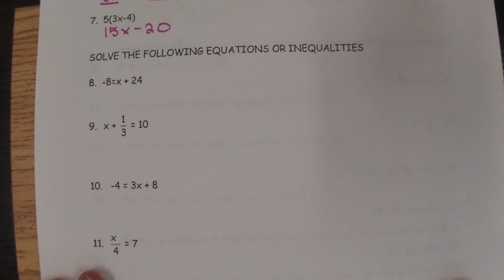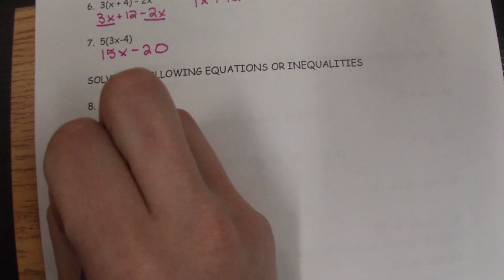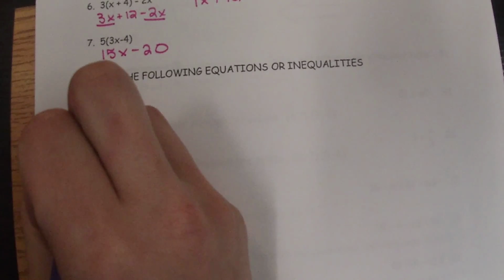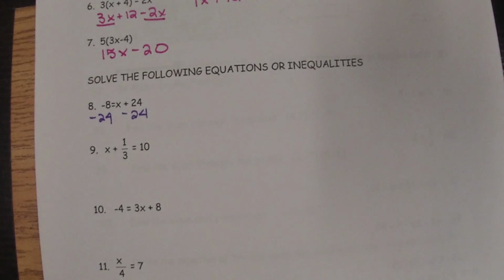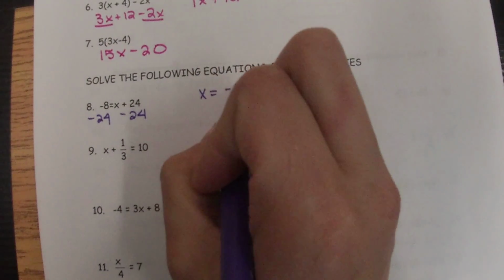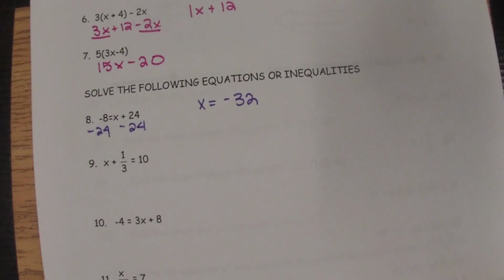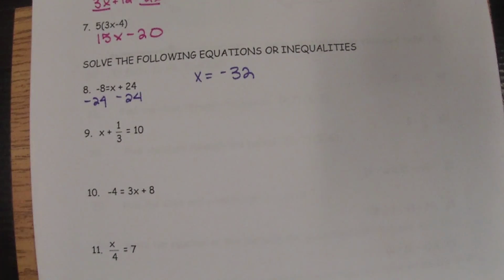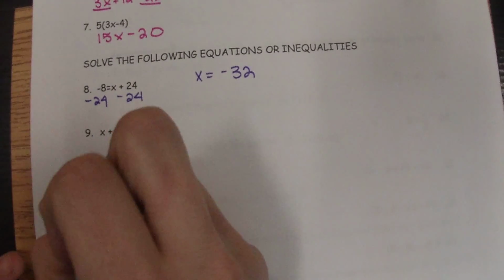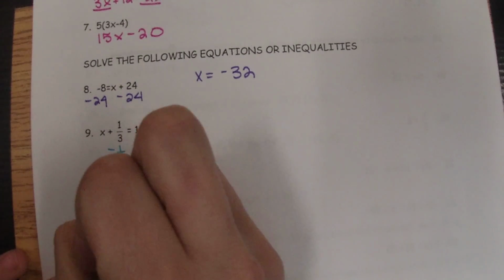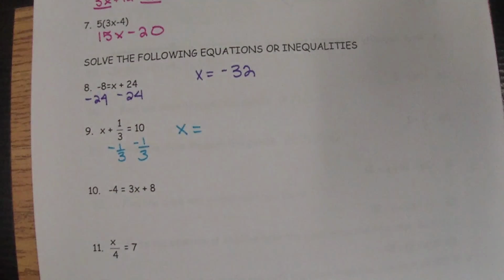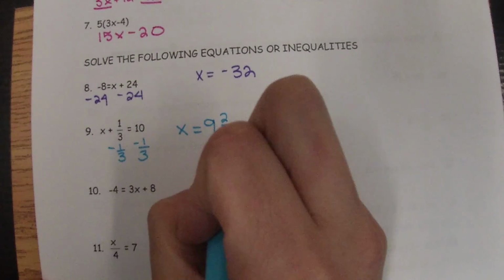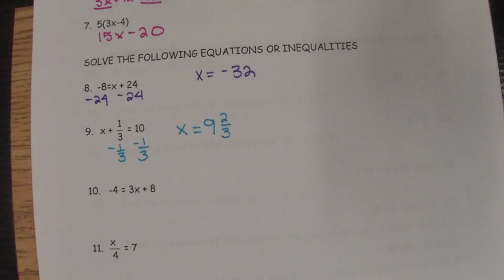Then we get into solving some equations, so we're using inverse operations. So number 8, if we're getting x by itself, we'll subtract 24 from each side. Okay, that gives us x equals -32. Number 9, we're going to subtract that 1/3 from each side. So we'll do adding 1/3 by subtracting. I'm trying to do some different colors here to help you keep track. 10 minus 1/3 is 9 2/3. Again, it doesn't matter what form you have it in, you just need to make sure you can find it in multiple choice.